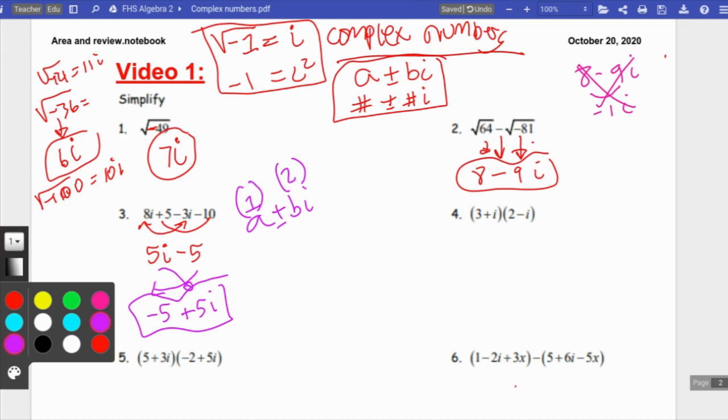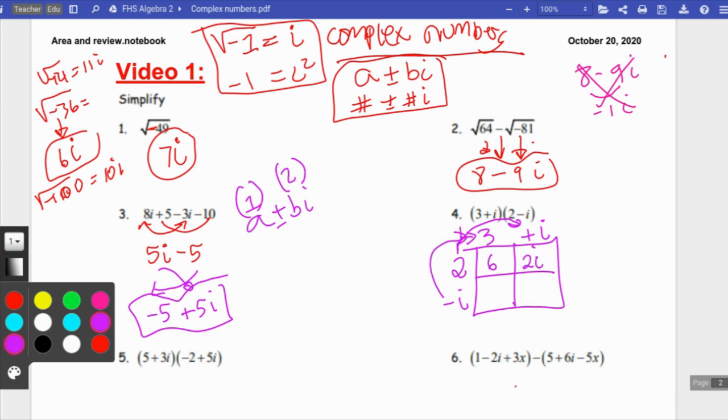Number 4, we have to multiply that. I use the box. The box is quite simple for me to do. All right, so I'm going to put 3 plus i here, 2 minus i. 3 times 2, 6. 2 times i, 2i. Negative i times 3, negative 3i. And then negative i times a positive i, you get negative i squared.